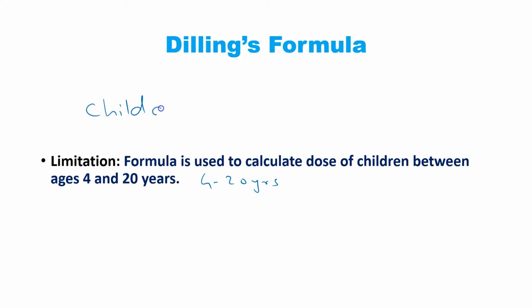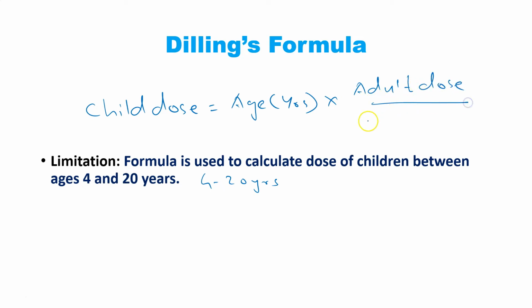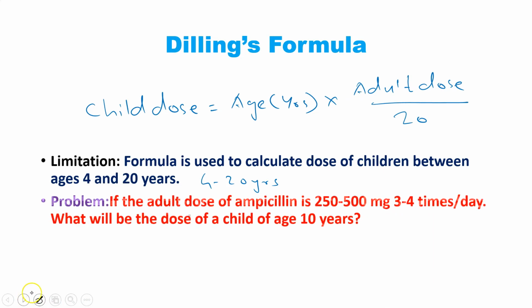Child dose is equivalent to age, and that age should again be in years, multiplied by adult dose, divided by 20. So this is the formula for Dilling's, and we will see an example from this class.